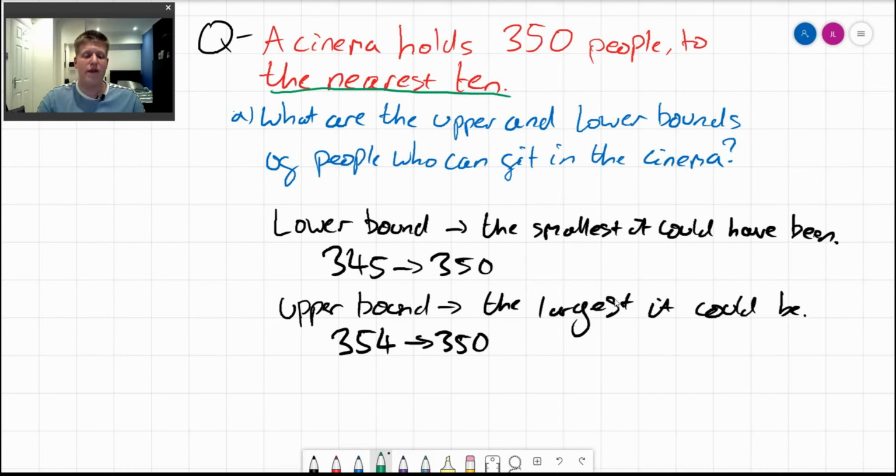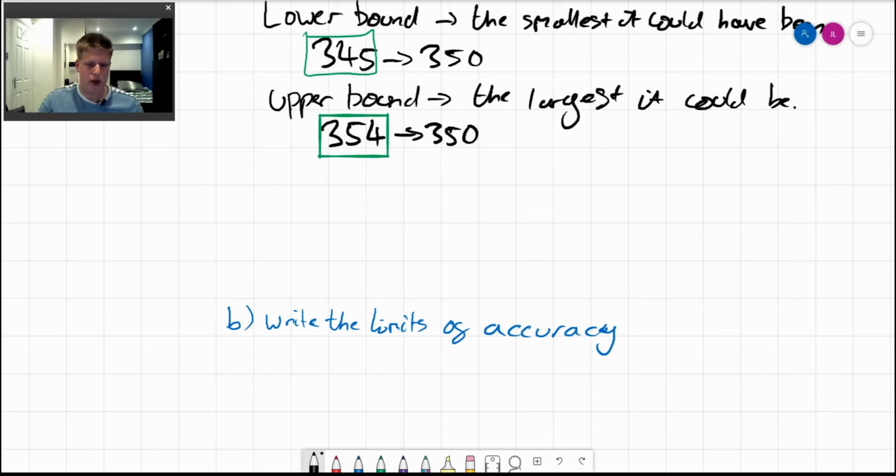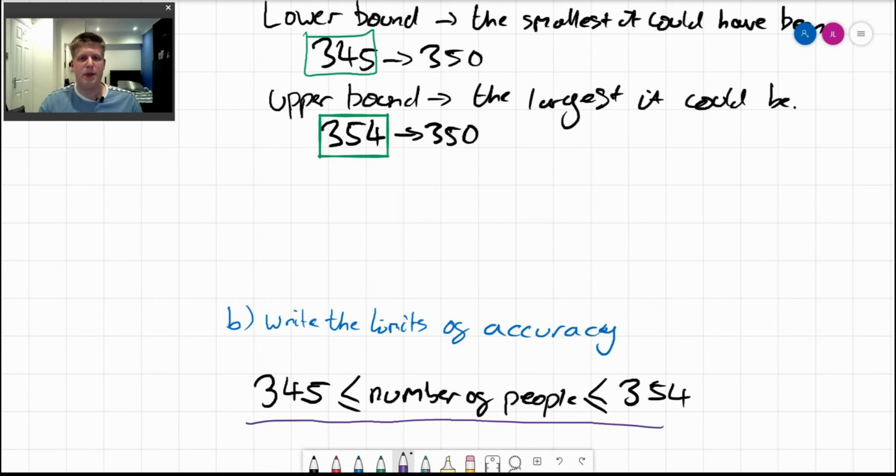Have a look at the second part of this question. We need to write the limits of accuracy. This is just a fancy term for saying, what are all the values it could be, given that we rounded the number? So we know that the lower bound is 345, so we write that down. And there's a special notation here. You need to say that 345 is less than or equal to the number of people in the cinema. And the upper bound is 354, so we say that the number of people must be less than or equal to 354. So this is the limit of accuracy, and this is how we write it in this special notation.